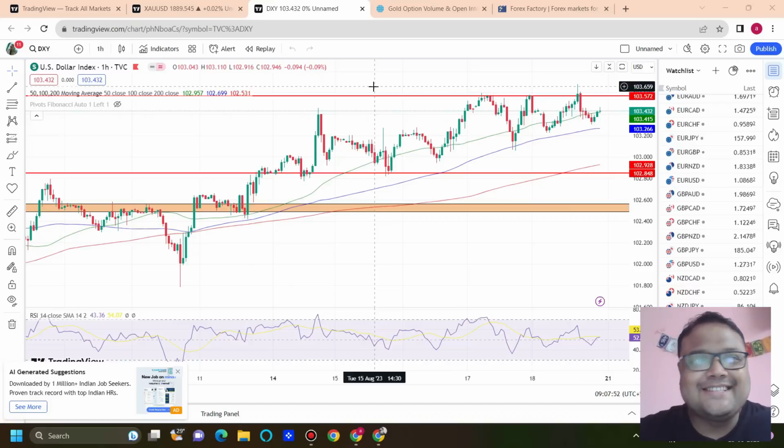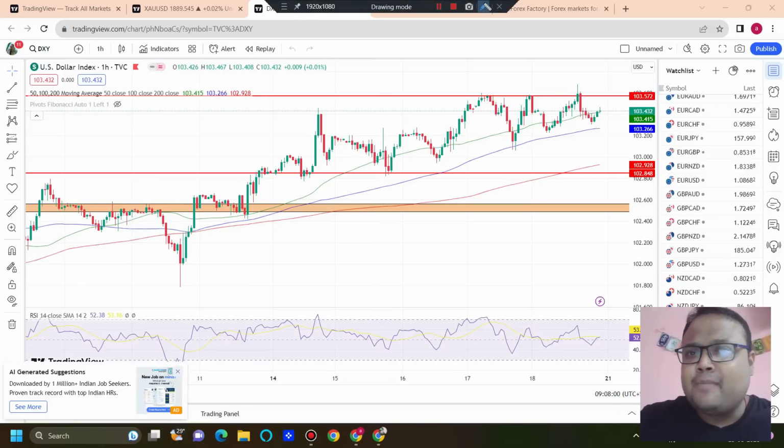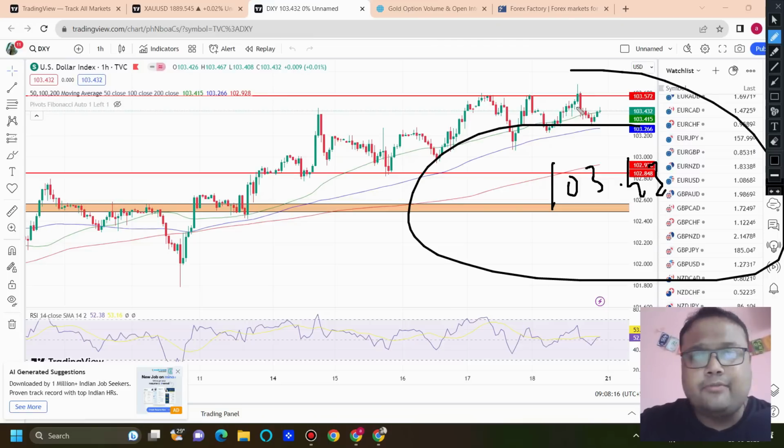So let's get started. My dear friends, this is the 1 hour chart of DXY, the US dollar index, and as discussed in our previous videos, the market will try its best to break the resistance. And yes, during the last trading hours also, DXY tried to break the resistance and move higher, but ultimately it failed and closed at 103.43. This is the last traded price of DXY.